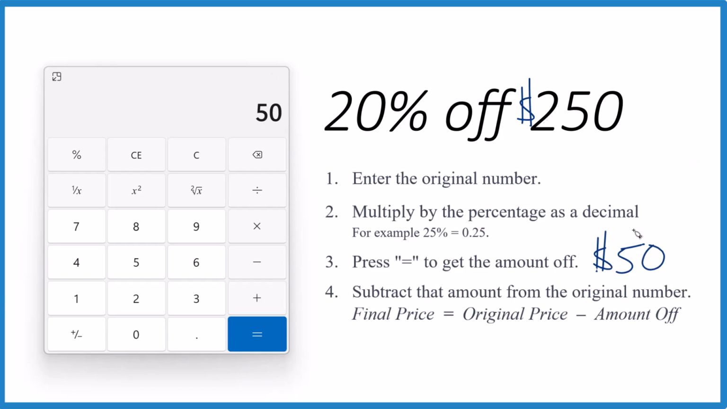So what that means, that $50, that's 20% of 250. It's a portion, a 20% portion of 250. So we save $50. If we want to know our final price, we take the original amount, that's the $250 there, and we subtract that from the amount off, that $50. And we see that our final price is $200. So $200 is what you'll pay when you take 20% off $250.